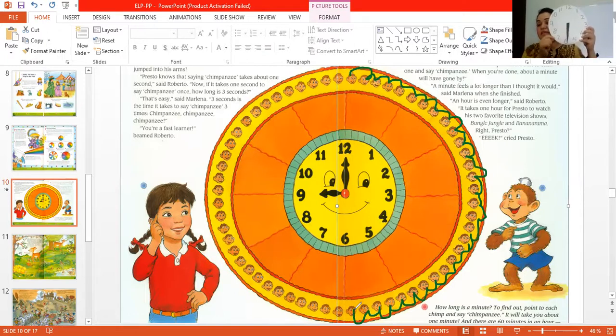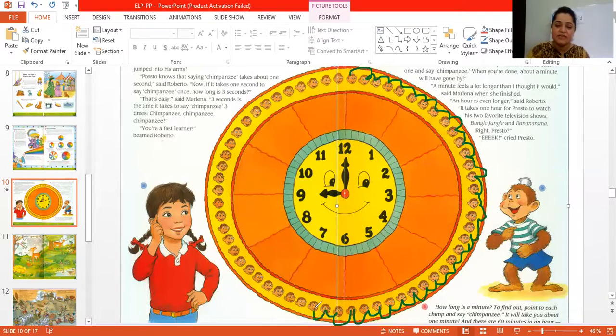Now we're going to count how many times we have said chimpanzee over here. 1, 2, 3, 4, 5, up to 30. Till here, in a minute, there are 30 seconds, from 12 till 6. It is 30 seconds, right? It's like 30 minutes, but we are doing 30 seconds. Now again it starts from here.